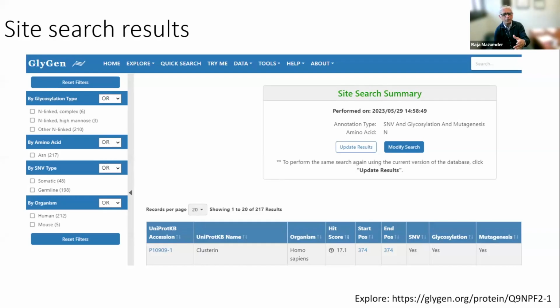So instead of trying to make a very complex query up front, we want to be somewhere in the middle. You start with something, and then you can filter it till you get what you want. In this particular case, there's clusterin, where there is a single nucleotide variation that has been mapped to a glycosylation site, and also there is a mutagenesis result, which makes it a really nice target for my use case, where I want to see, let's say, what is the functional impact of the glycosylation site being lost.